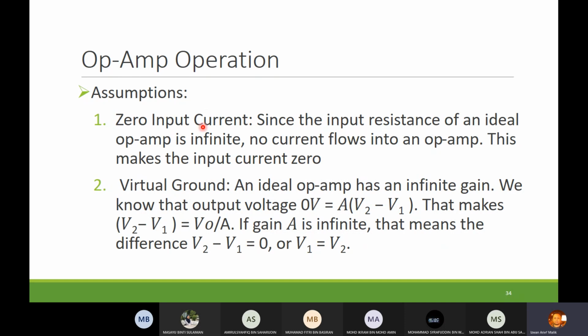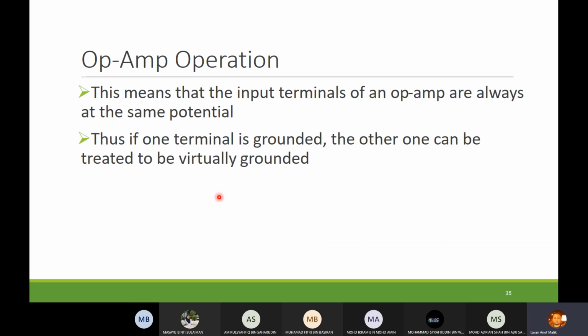Zero input current and virtual ground. So this means that the input terminals of an op-amp are always at the same potential. Thus, if one terminal is grounded, then the other one can be treated as virtually grounded.